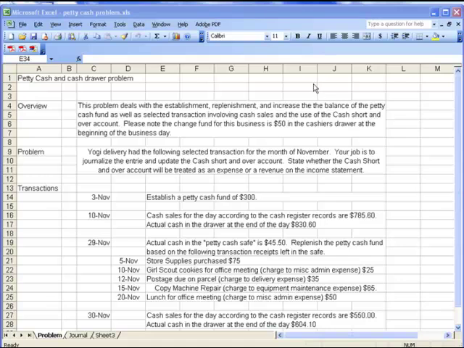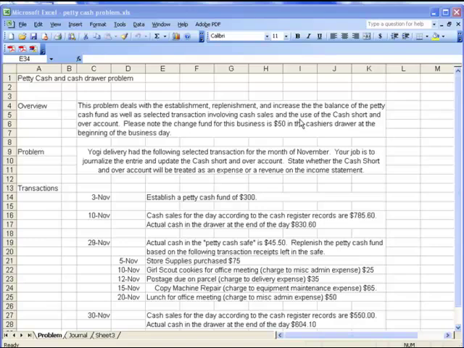This demonstration from the cash module deals with the issue of petty cash and the cash drawer and accounting for money in the cash drawer. It's similar to the problems you will find in your textbook dealing with these particular subjects.